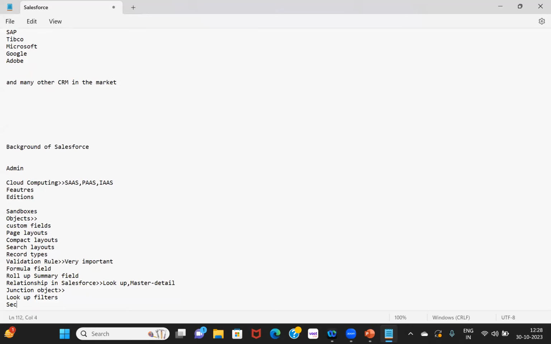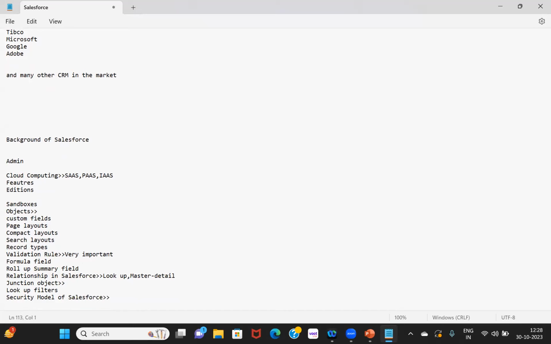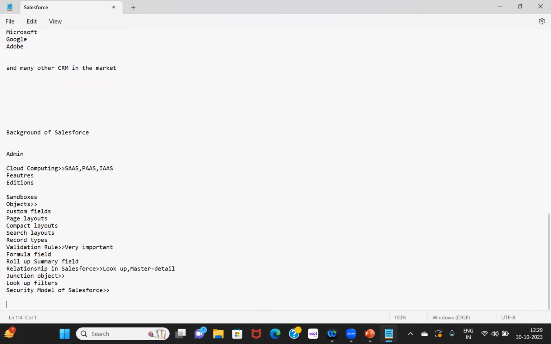Then the security model of Salesforce. That is the strongest topic in your admin. Many questions are asked from here, like what is object level security, what is record level, what is field level, what is org level. In this topic, we have a lot of things. In org level security, we have login hours, login IP ranges. In field level, profiles, permission sets. In record level, we have OWD, manual sharing, sharing rules. A lot of things are there in the security model of Salesforce that we're going to cover. Email templates.